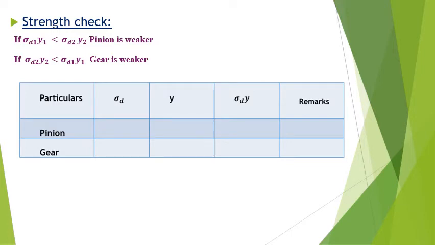Coming to the strength check, we can also form a table like this. So in order to decide which one is the weaker member, so here the particulars for the pinion and the gear, that is the values of the stress, Lewis form factor and the strength factors can be tabulated, and whichever the gear is weaker can be shown in the remarks column.